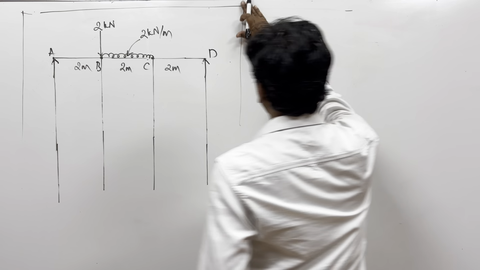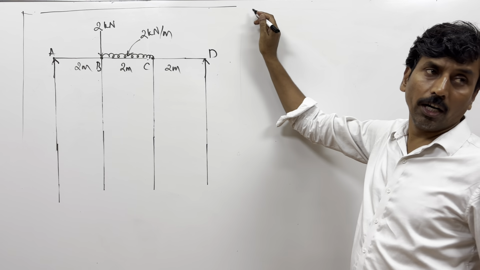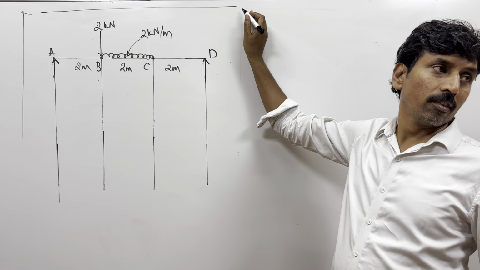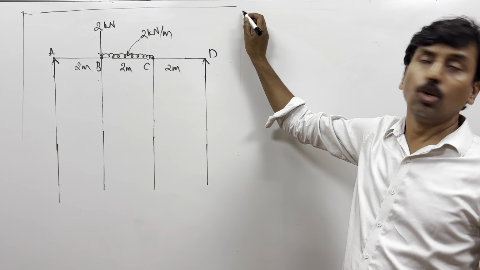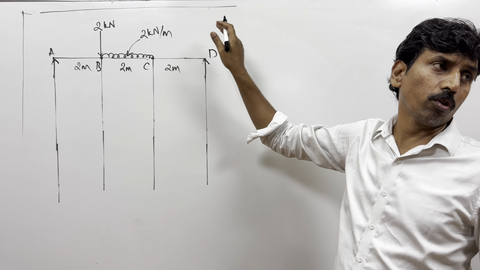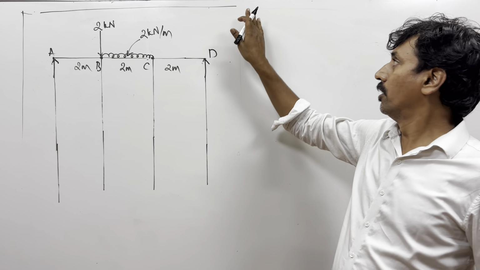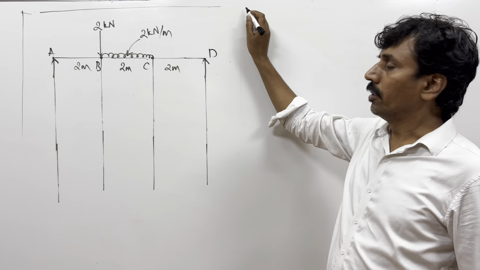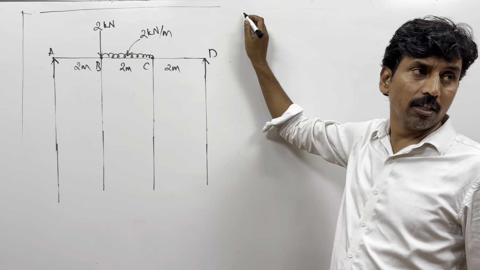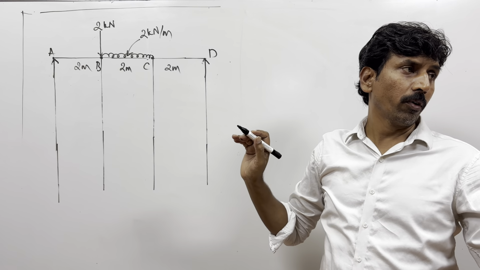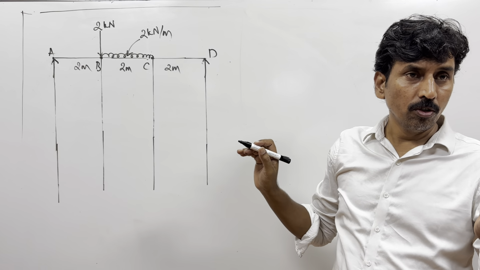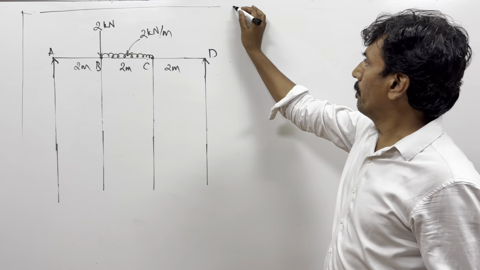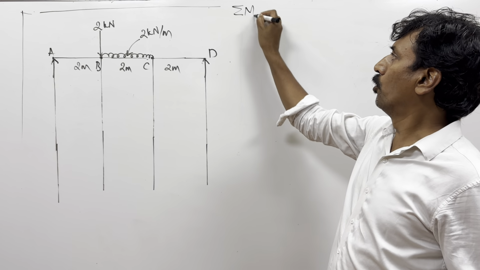Now, can you tell me what I should write first? To find out the reaction forces, what should I write? Reaction at D. Can I find the reaction at D directly? I should actually use two equilibrium equations. What is the first equilibrium equation? Summation of moments is equal to 0. So summation of moments is equal to 0 about A.